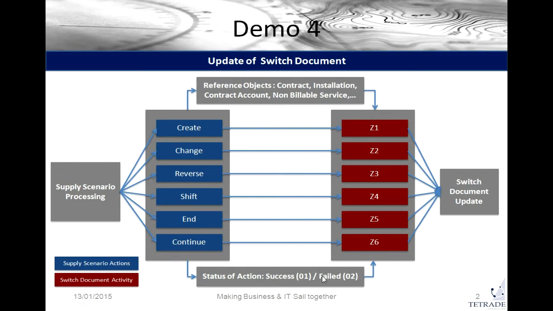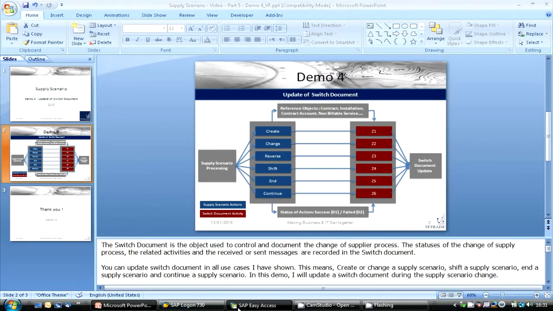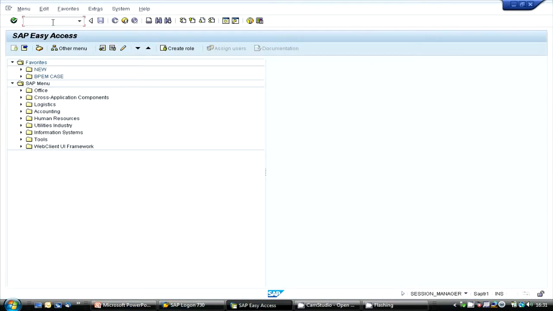As a practical example, I will show what happens to a switch document if I change a single contract model supply situation to a dual contract model supply situation. Let's move to the system. As a starting point, I need a point of delivery. Let's have a quick look at the POD I will use during this demo.